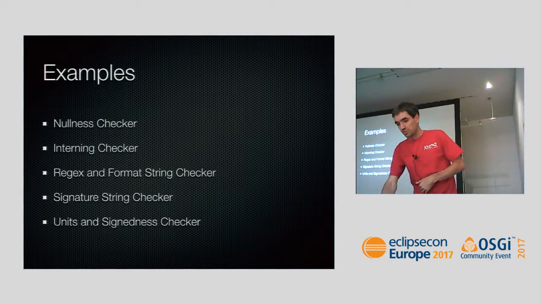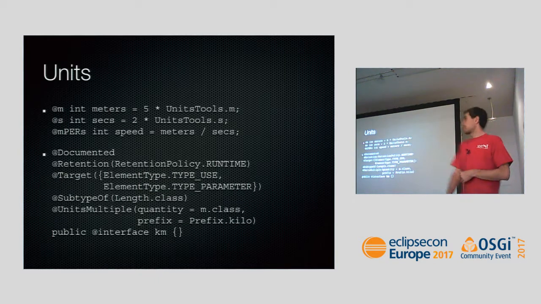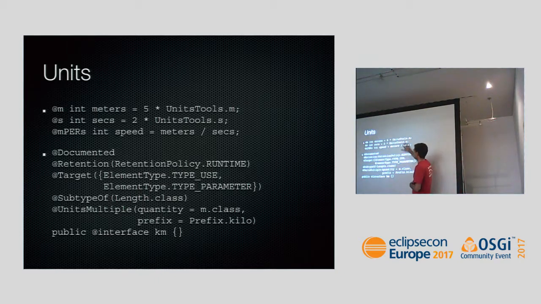So let's go into a few examples in more detail here. I want to start with the units example. The Checker Framework allows us to write code like this. I still use primitive types, so I can still use operators in Java, plus, minus, multiply, etc. And I annotate the types as being unit types. So I can say this is unit meters and this is unit seconds, and then I can divide meters by seconds and I get meters per second.